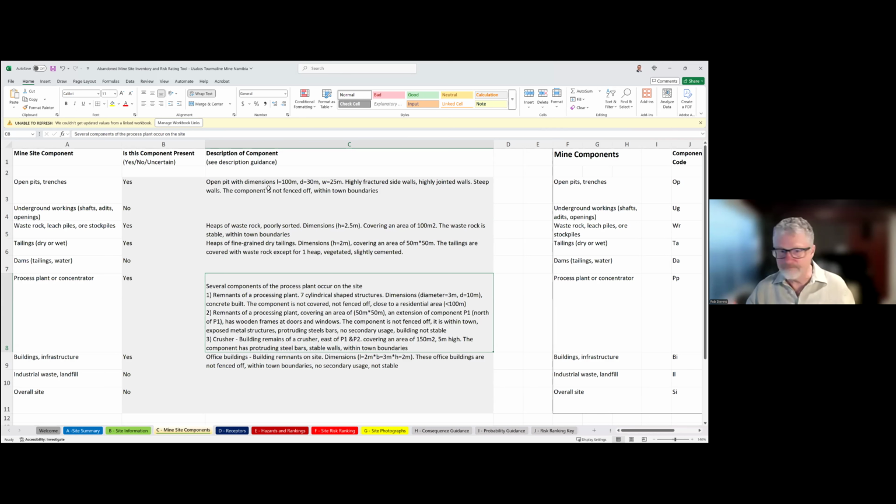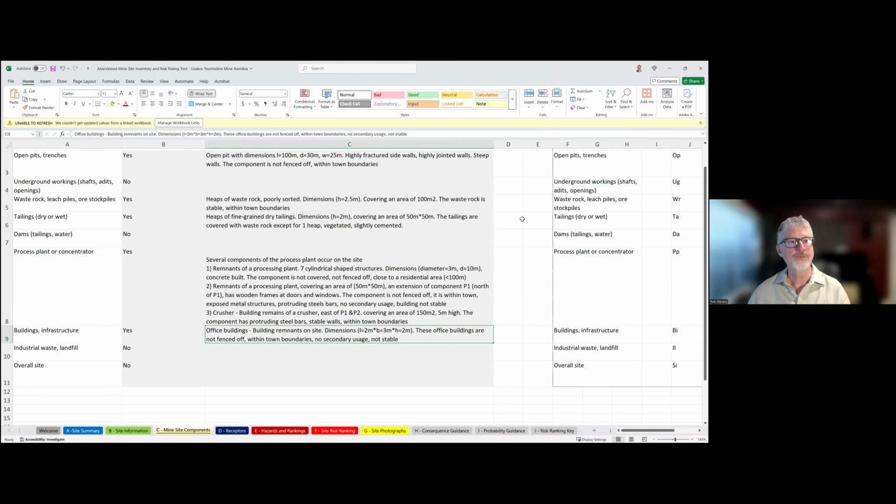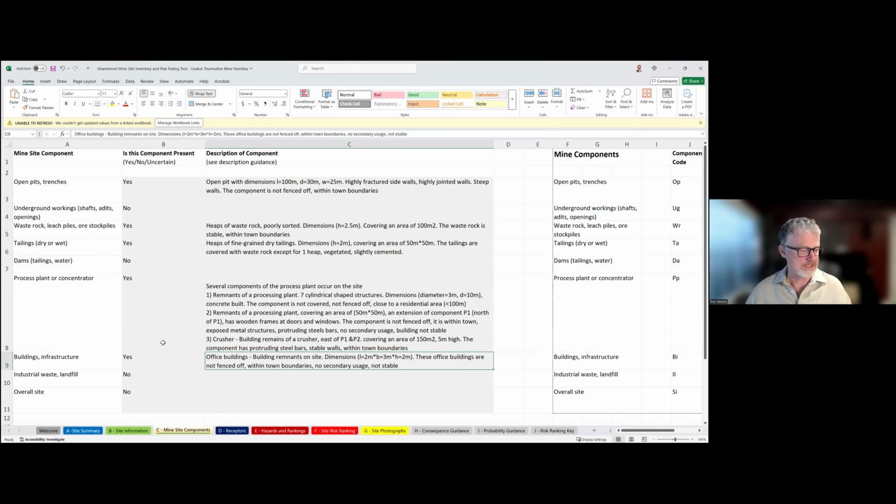There were remnants of buildings and that sort of thing, the crusher. So many pieces of that were still existing on this particular site. And I didn't show those photos, but there were some remnant office buildings and other features at that site. So some other infrastructure that we would want to be concerned about. And then we don't have any industrial waste. There were no comments on the overall site. So this is what we've been able to assess in terms of the components at the site.